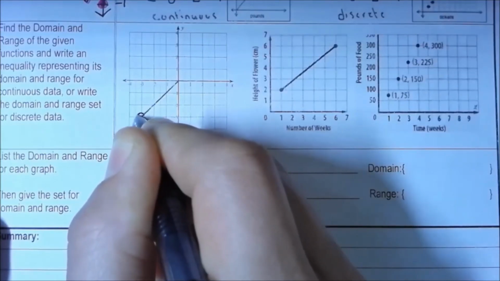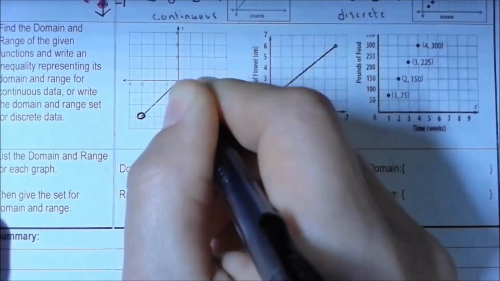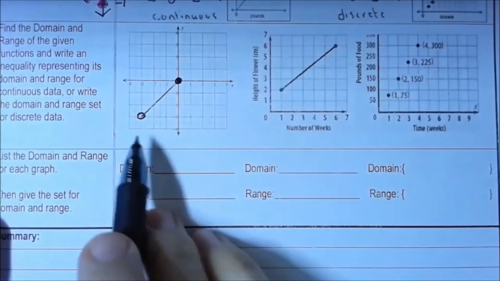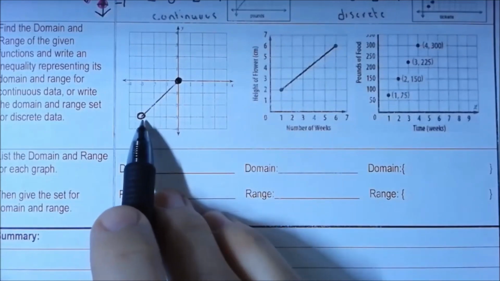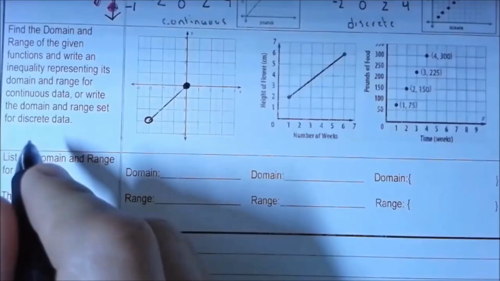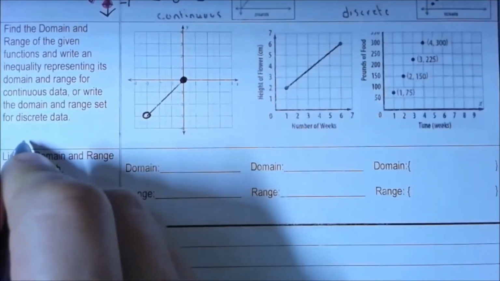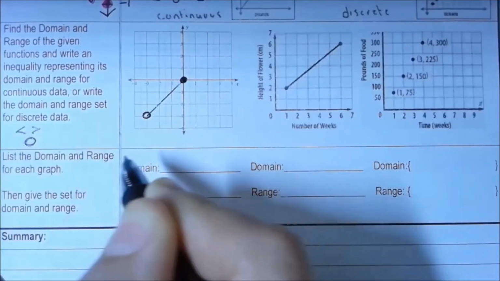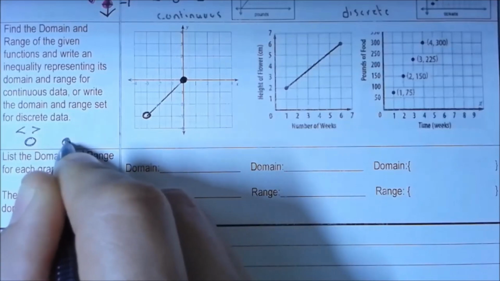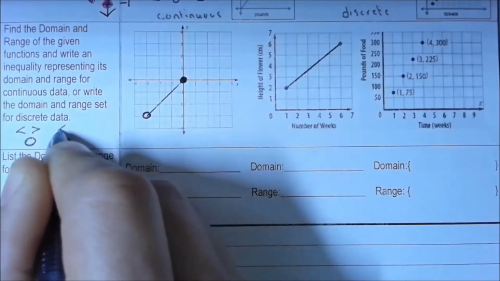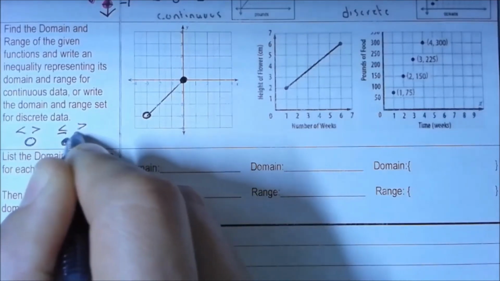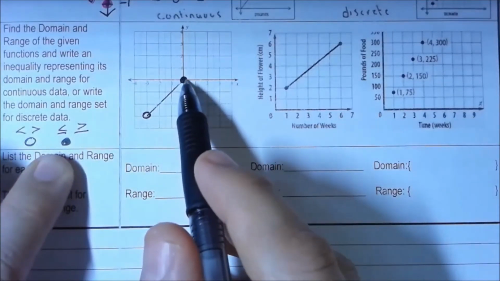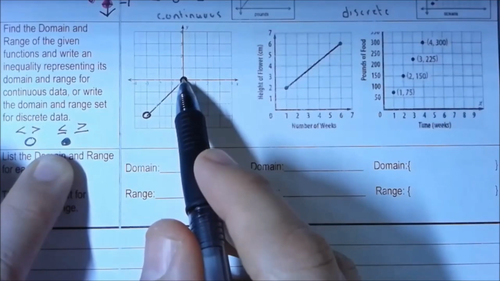Let's say there's an open dot at this point, and let's say there's a closed dot at this point at the origin where that line ends. This way you can see that there's going to be a difference between open dots and closed dots. Whenever you have an open dot, you will use the less than or greater than symbol. Whenever you have a closed dot, you will use the less than or equal to or greater than or equal to symbol. And the reason is, when you have a closed dot, it means it actually touches that number. So it can be that number.